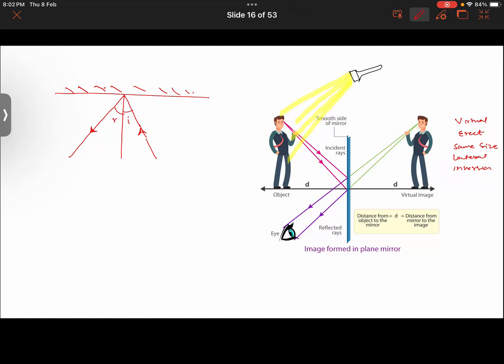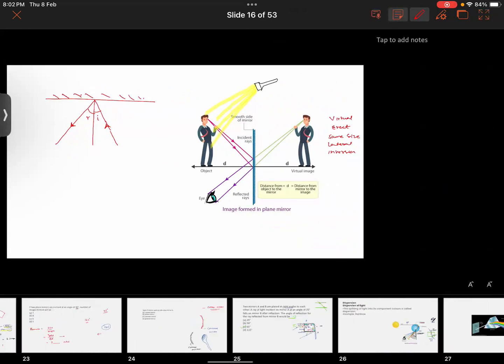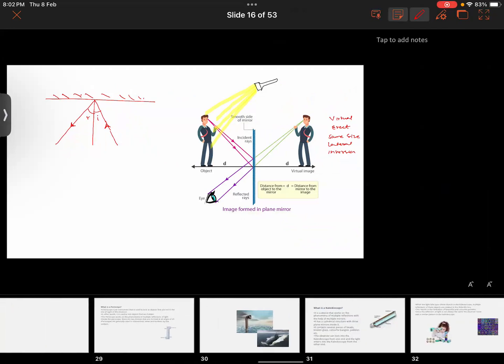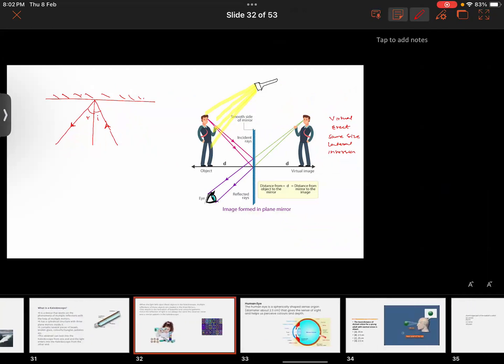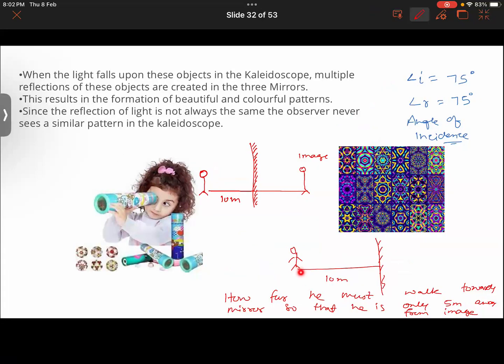And then the question which I gave to Ahmed and Arham was as follows. That is correct now. The question was, pay attention here, a person is standing 10 meters from this plane mirror. So how far must he walk towards the mirror so that now the distance between the person and the image is only 5 meters?